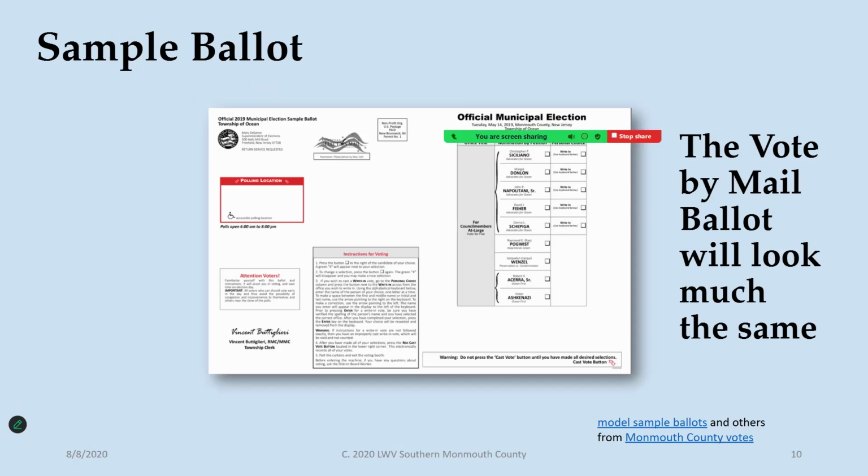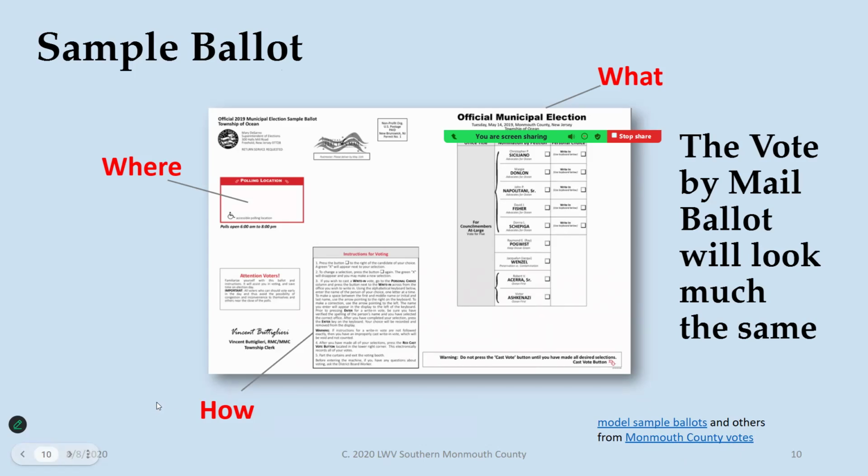Now, whoops, that's the sample ballot. I must have skipped that. But at any rate, it shows them where the polling place is that they go to, what they're going to be voting for, and it gives them some information about how they're going to be voting. And then linked to that are some sample ballots from Monmouth County here and from Monmouth County Votes, which is the Board of Elections website.